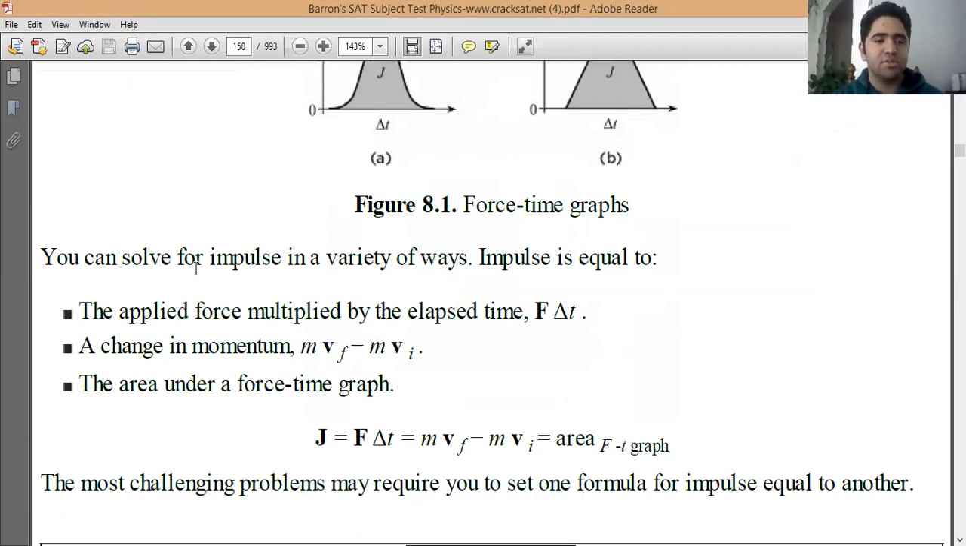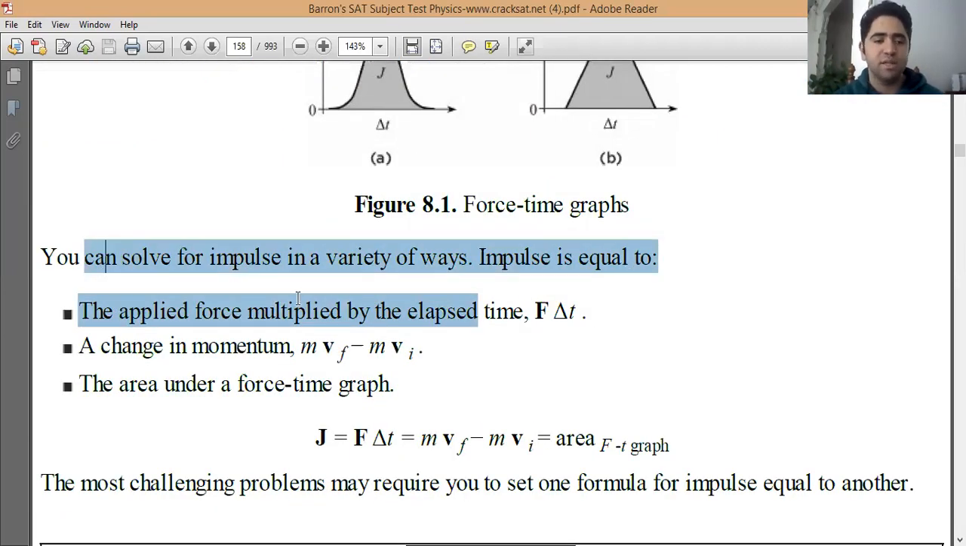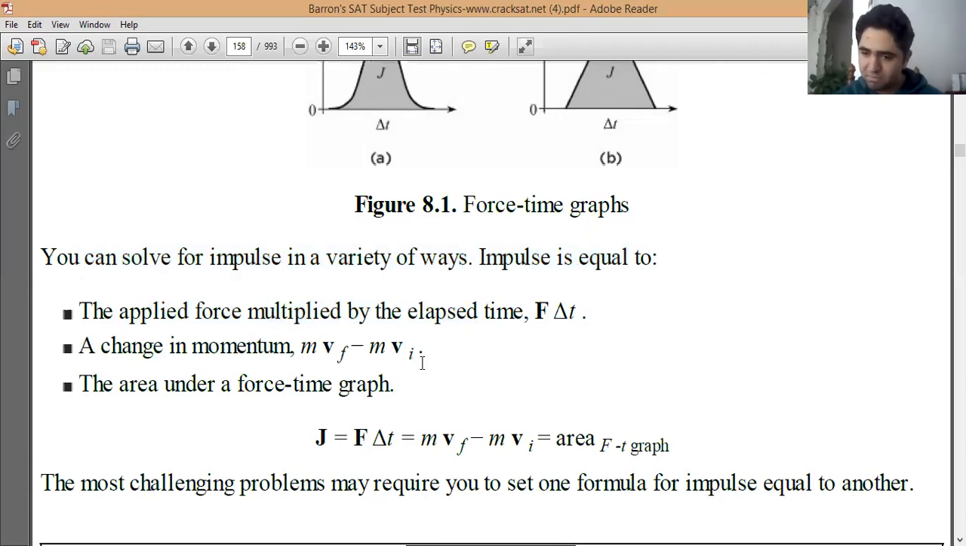And so here it says you can solve for impulse in a variety of ways. The change in momentum, the applied force multiplied by the elapsed time. These are the same thing. The first and second are the same thing. And the final one is the area under the curve.